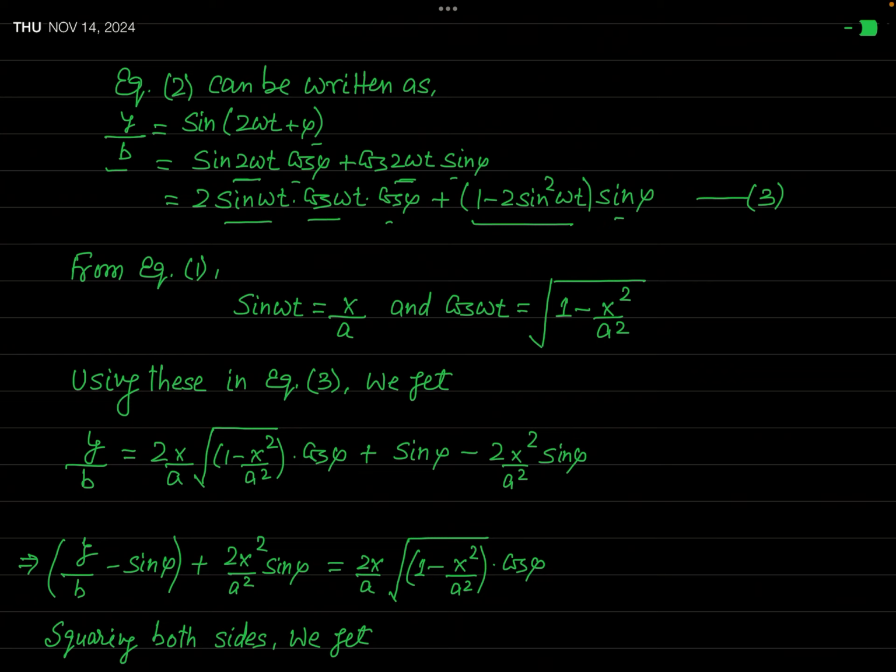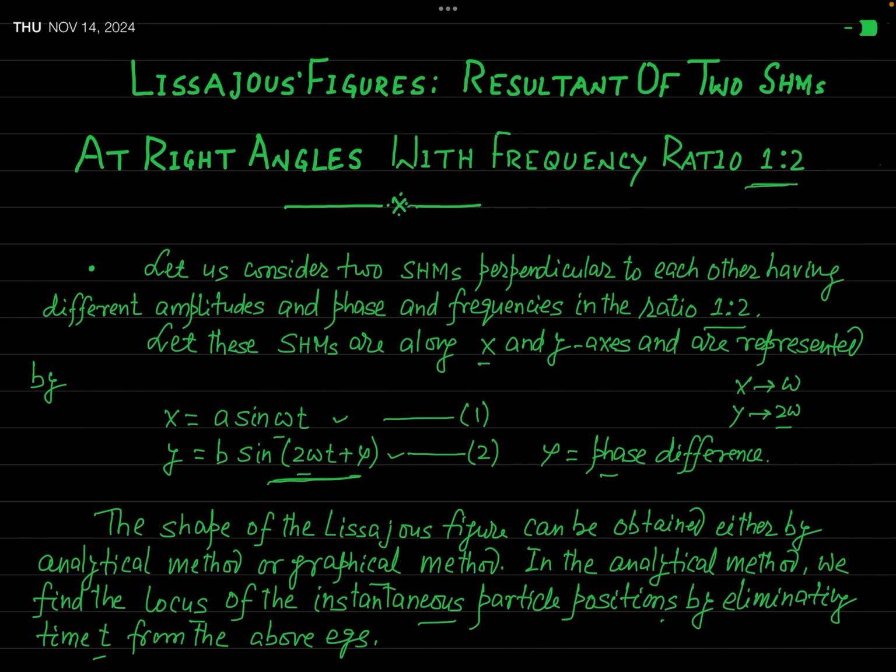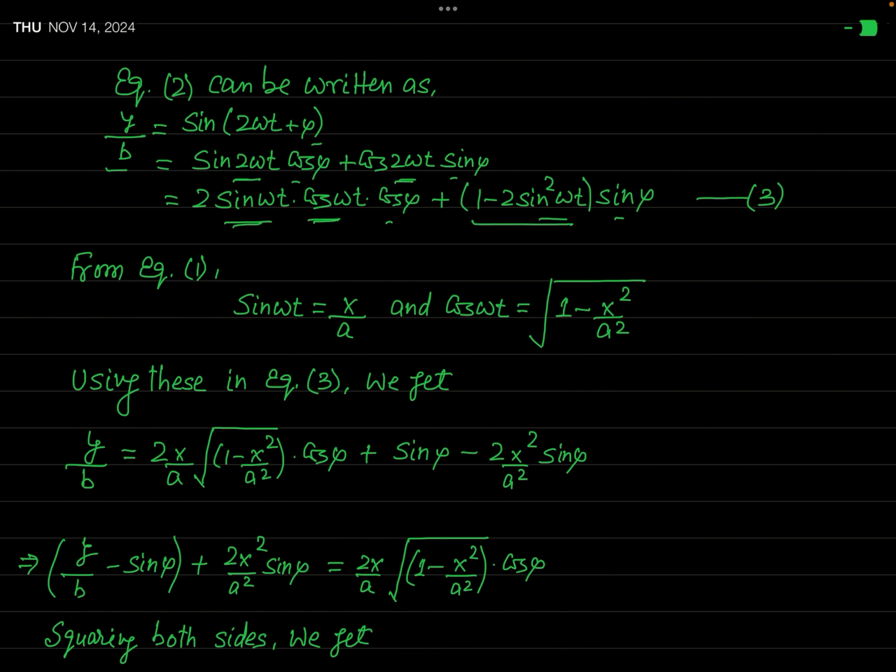As I have told you, for finding the equation of trajectory, our aim is to eliminate the variable t. So you must eliminate this sine omega t, cos omega t, and this sine square omega t from this equation 3 for getting the equation of trajectory. And that can be easily found by the use of the equation of the first SHM, which is x equal to a sine omega t.